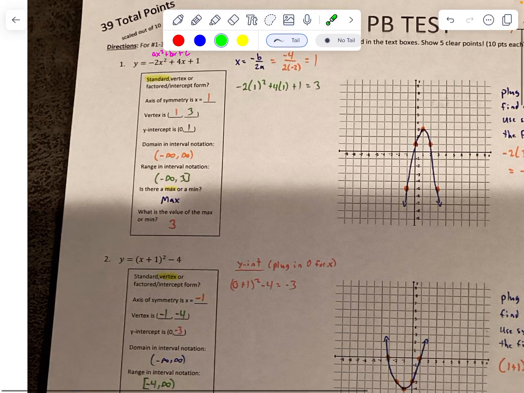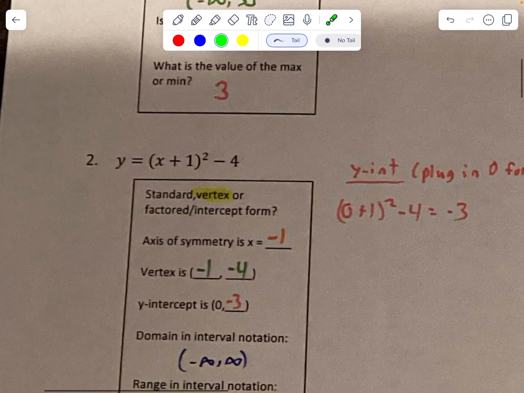All right, now when we're in vertex form, our vertex, remember from our horizontal shifts in our last unit, this shifts a graph left 1, down 4. So our vertex is -1, -4. Therefore, our axis of symmetry is x equals -1, always the x value of the vertex.